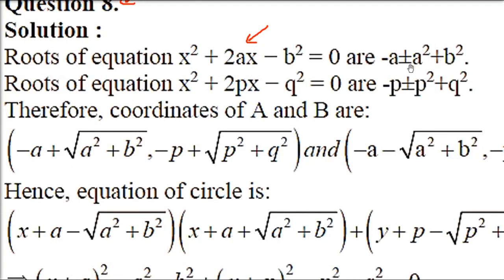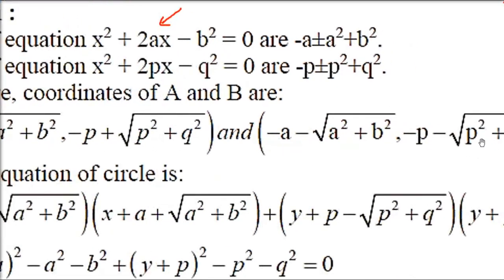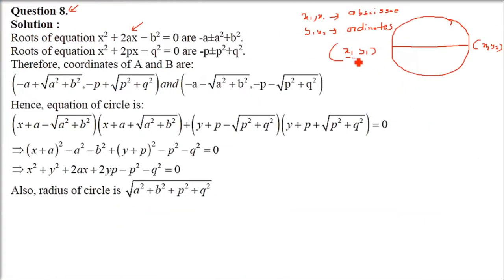So you have minus a plus under root a square plus b square; when you take plus, it's x1. When you take minus, it's x2. For the second one, y1, y2: when you take plus, it's y1. When you take negative, it will be y2. So you have x1, y1 and x2, y2. Now you just use the formula x minus x1 into x minus x2 plus y minus y1 into y minus y2 equals 0. So this is x1, y1 and this is x2, y2.